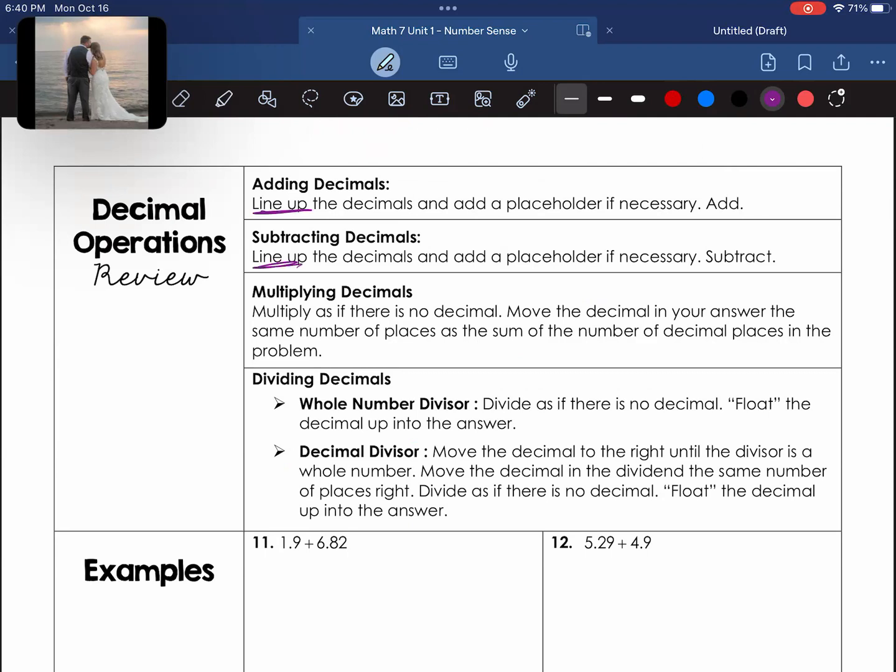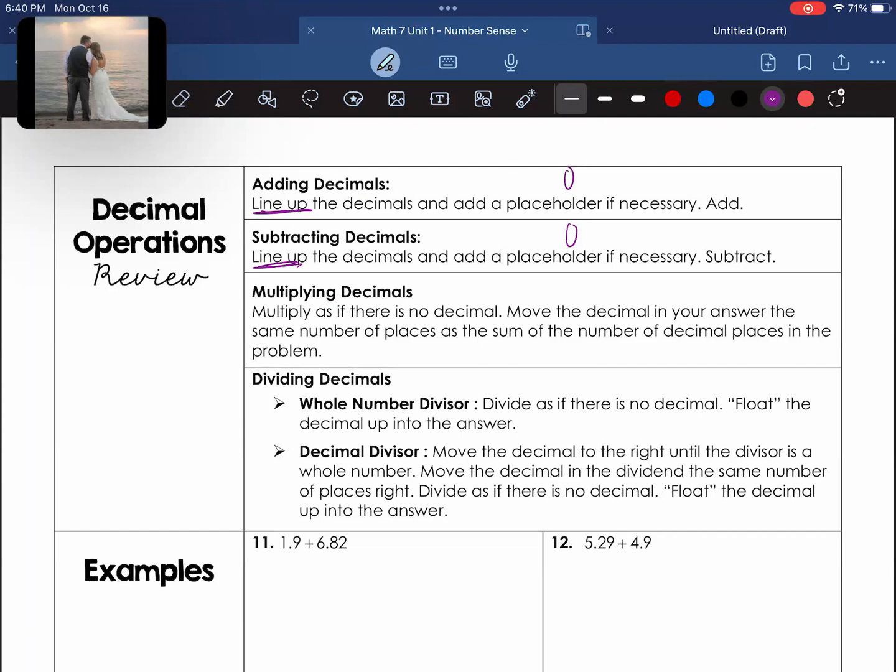So you line up the decimals and line up all the place values. So the ones go with the ones, the tenths go with the tenths, and so on. It says add a placeholder if necessary. That just means put a 0 in if there is a blank space in the equation.